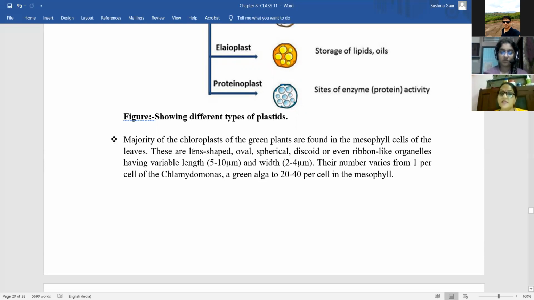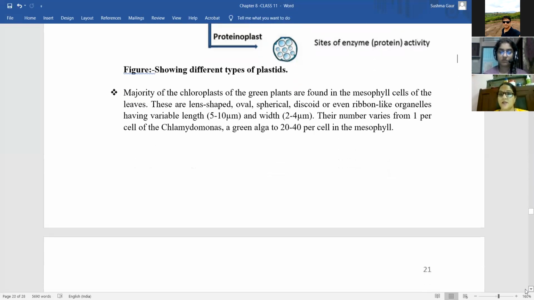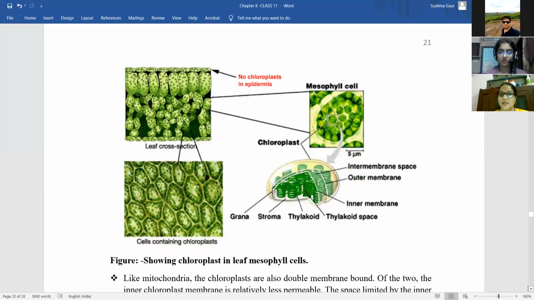And these are lens shaped, oval, spherical, discoid or even ribbon like organelles having variable length, in these mesophyll cells. So these mesophyll cells look like this. This is the upper layer of the leaf, and this represents the mesophyll cell. This is the upper epidermis of the leaf, this is the lower epidermis of the leaf. After this is a layer of palisade tissue, and these are the mesophyll cells. These mesophyll cells contain chloroplast in maximum number, and they are responsible for the photosynthesis process.